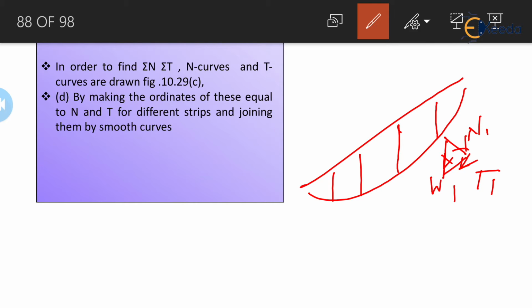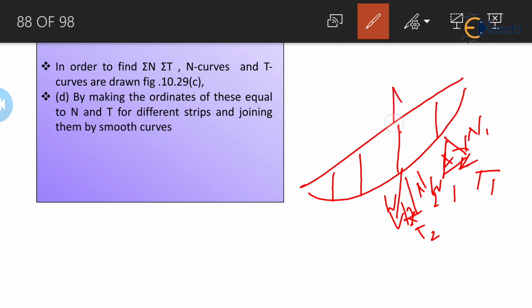Likewise, for each strip we got the same. Here you can see, from this point, this is the center. We had already decided that at the center itself the weight of the slice will be acting. So here the W2, here the N2, and here the T2. Again, likewise we will get the equation for the further strips.